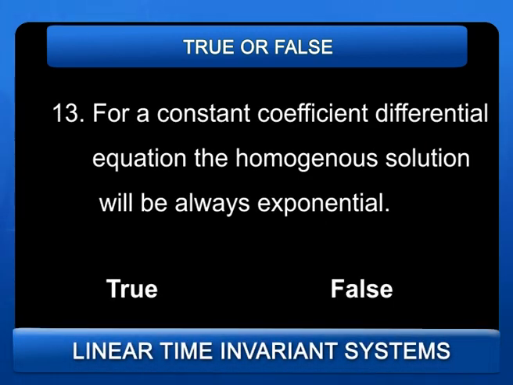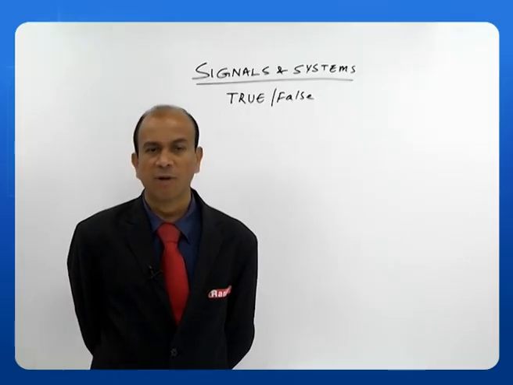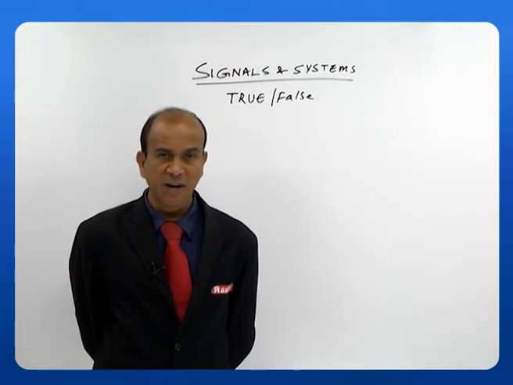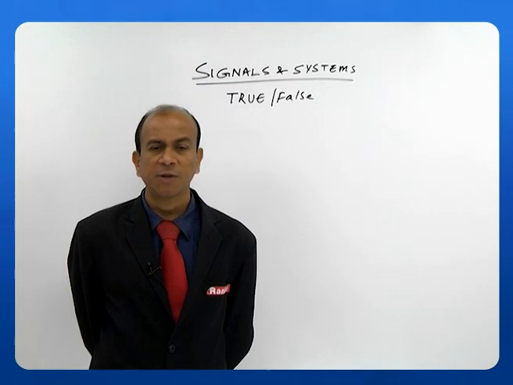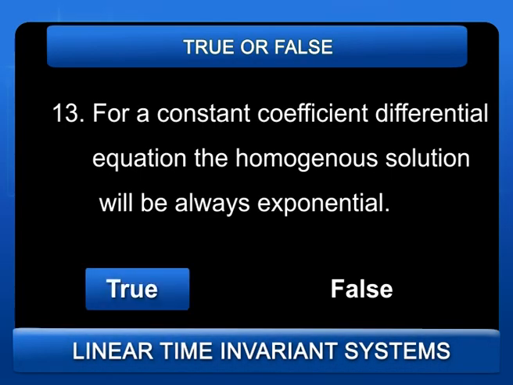Now question number 13. Let us see the question. For a constant coefficient differential equation, the homogeneous solution will always be exponential. Let us reread the question again for clarity, so that we understand what it says. For a constant coefficient differential equation, the homogeneous solution will always be exponential. So that is a true answer.